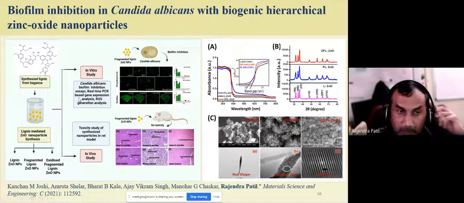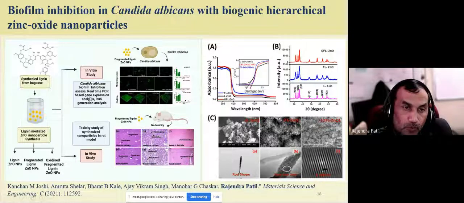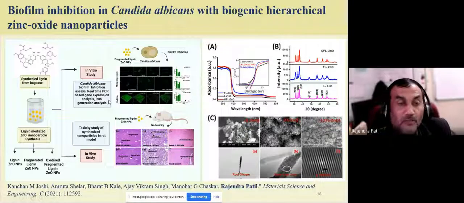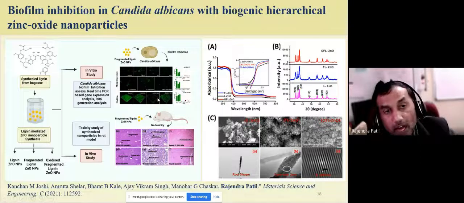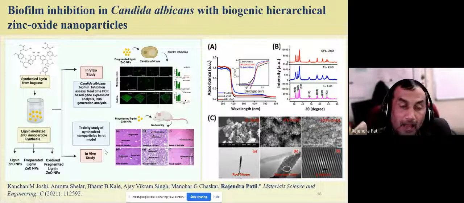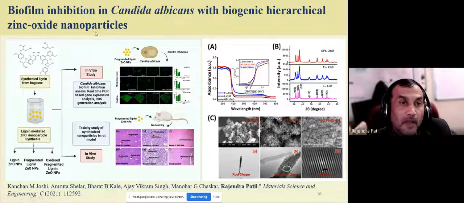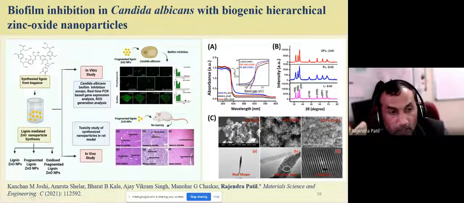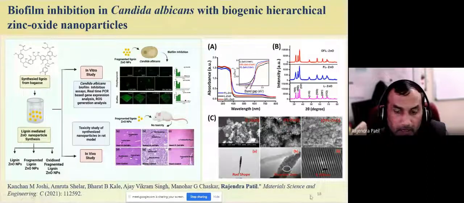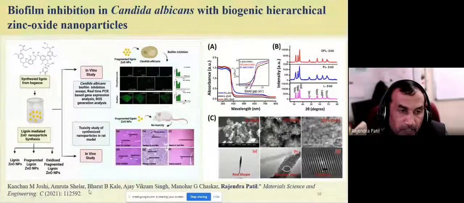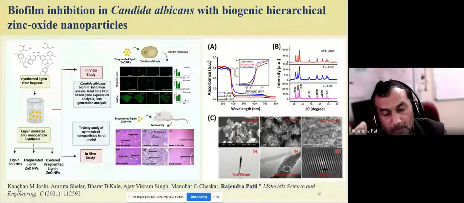And not only did it inhibit the biofilm, we also studied the molecular mechanism of these biogenic zinc oxide nanomaterials, as to how the zinc oxide targets the biofilm of Candida. Lastly, we studied the cytotoxicity of these nanomaterials in an animal model as well, and we found that the synthesized nanomaterials were non-cytotoxic. We published this work recently in Materials Science and Engineering C. This work was done jointly by my student Amruta Shelar and my collaborator Professor Chaskar's student Kanchan Joshi.